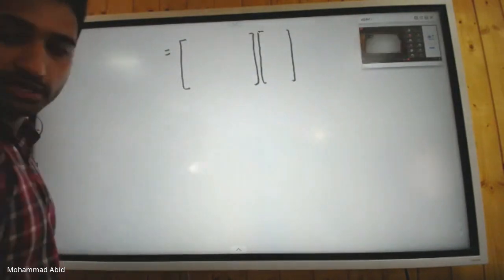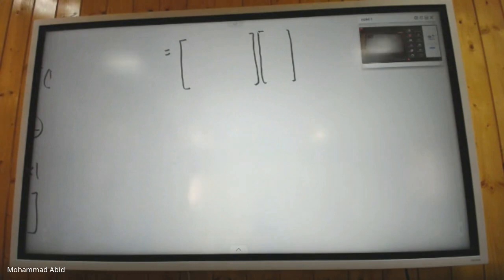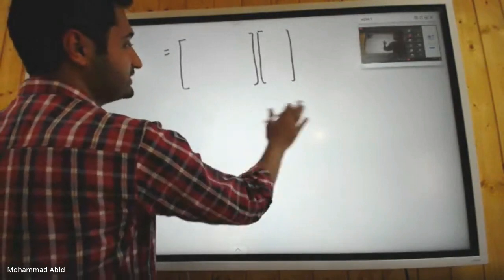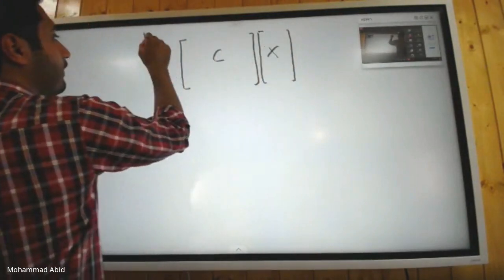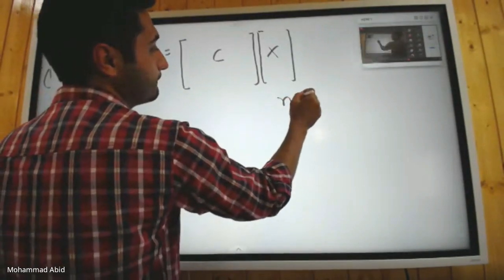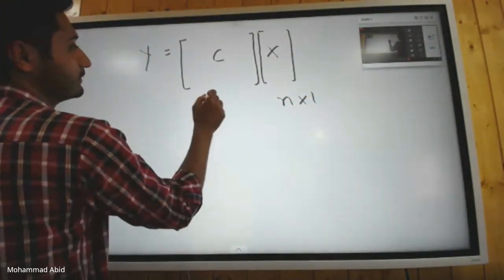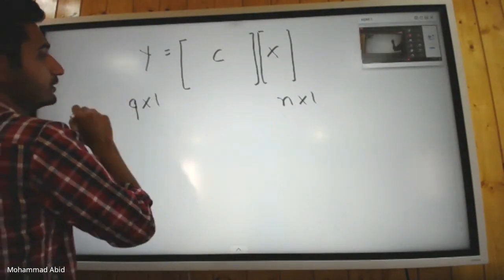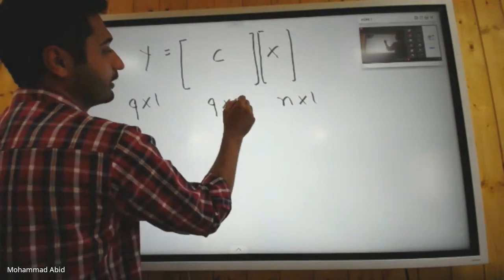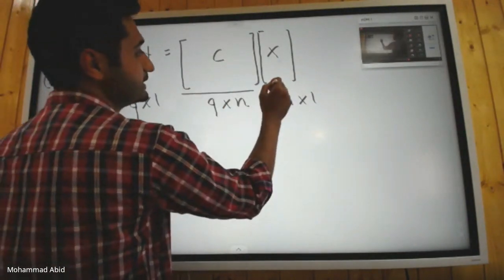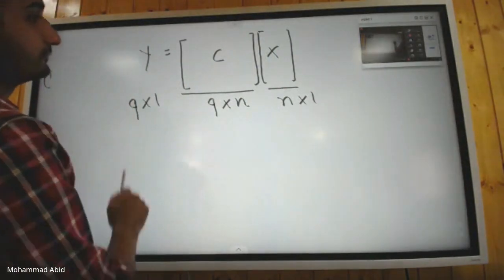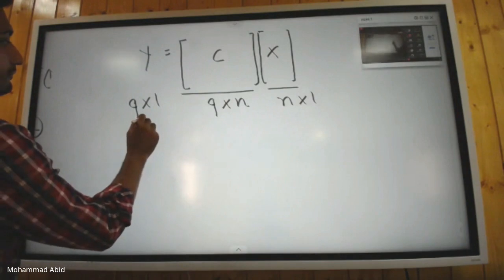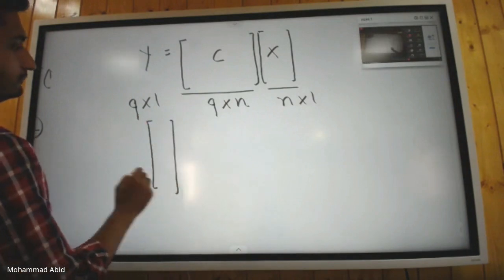For general representation, I wrote it here. If you take a general example, this is n cross 1, this is P cross 1. We assume Q outputs, so Q cross 1, and this will be Q cross n. This will be a matrix. This is still a vector, and this is Q cross 1.